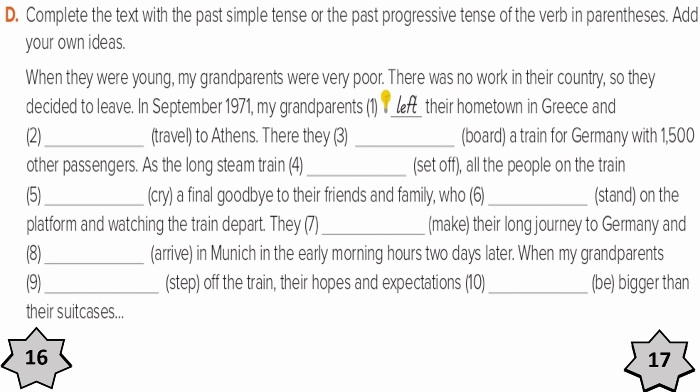D. Complete the text with the past simple tense or the past progressive tense of the verb in parentheses. Add your own ideas. استخدم الكلمات التي بين الأقواس في الماضي البسيط أو الماضي المستمر لإكمال الجمل وأضف أفكارك الخاصة.